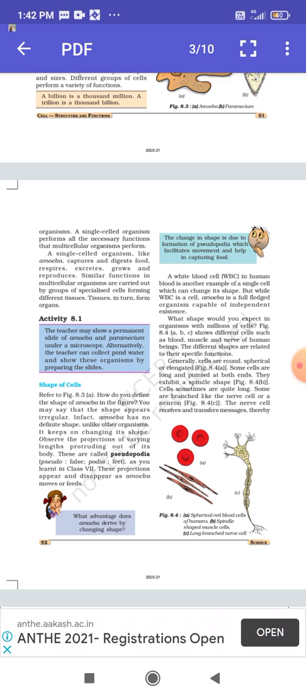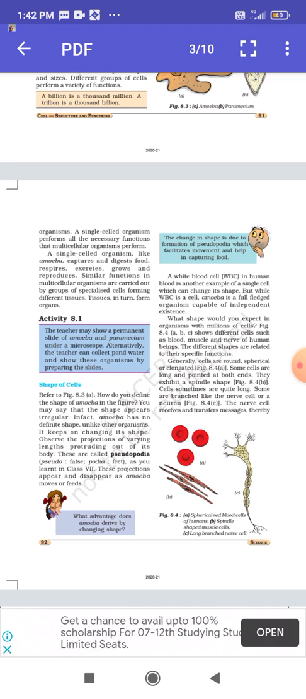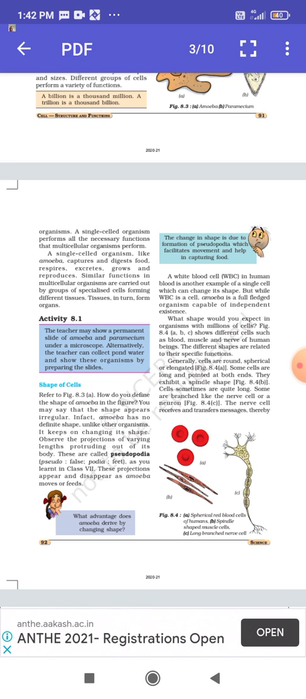Now see students, cells are of different shapes. Here one of the examples given is amoeba. The shape of amoeba is irregular, and its shape keeps on changing. Why does its shape keep on changing? Its shape changes because of the presence of pseudopodia.